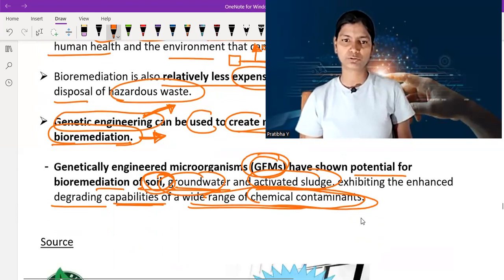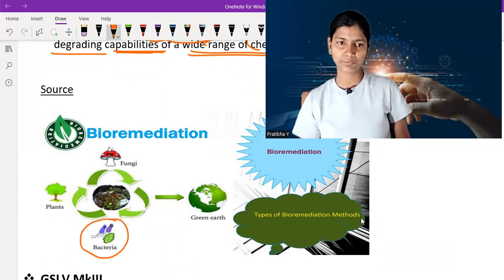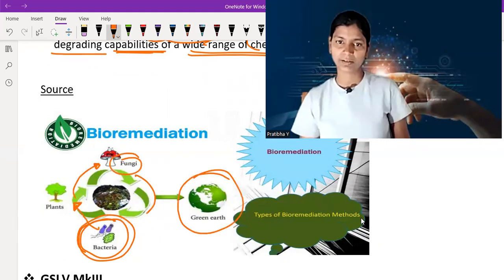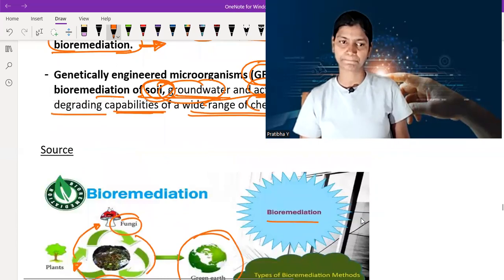Now let's see this picture, where you can clearly see bioremediation. We use bioremediation to protect the environment. Here is a bacteria. We remove it and use it as a pest control or as a fertilizer for plants, and then that plant produces fungi. That fungi is good for the environment, and through this we create a green environment. Okay, so that was bioremediation and waste management.